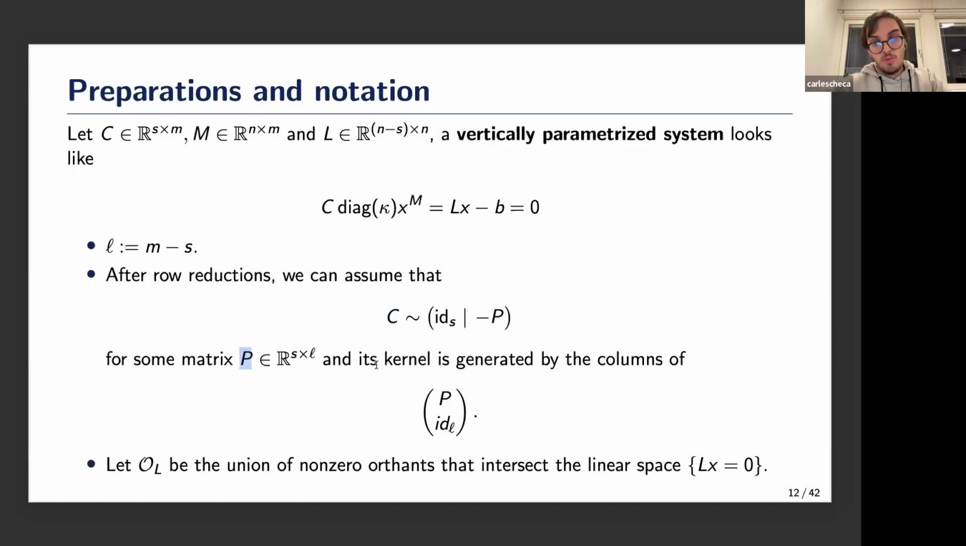We use this matrix C also to parameterize the kernel of the matrix C, which is an important factor of this part of the system, right? Because the diagonal of K multiplied by the monomials will have to be in the kernel of the matrix C, which is labeled by this part. Also, we consider the matrix L, and in particular, this OL will denote the union of non-zero orthants that intersect this linear space defined by L. So these can be different orthants, for instance, a positive orthant with all positive signs in the entries. This could be some orthants that have some non-zero entry, but not all of them. They are non-zero orthants necessarily.